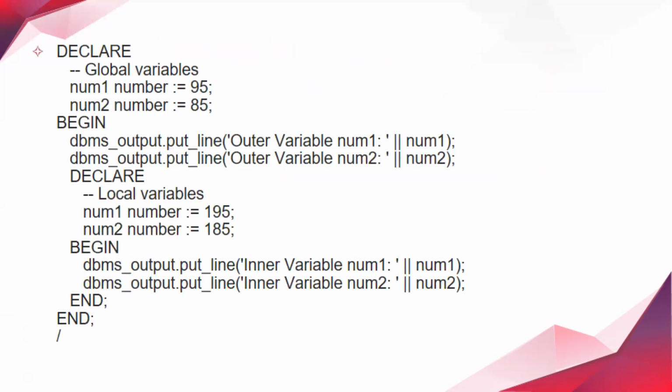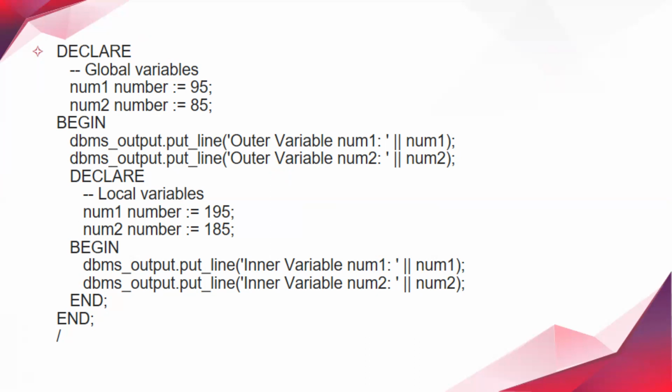This is the example for a global variable and a local variable. See here, in the declare block, I'm using the variables number1 and number2 as number. After the begin block, I'm displaying number1 and number2. After that, again within the begin block, I'm using a declare statement. Here, I'm using number1 equal to 195, and number2 equal to 185.